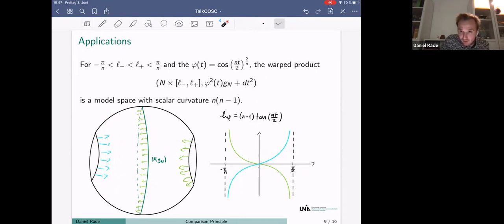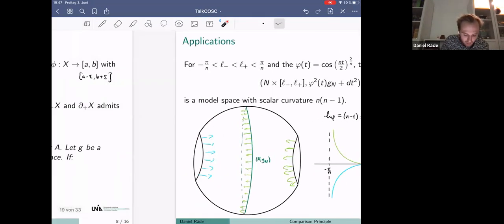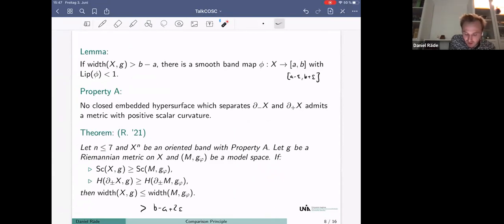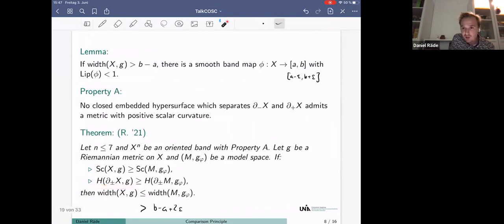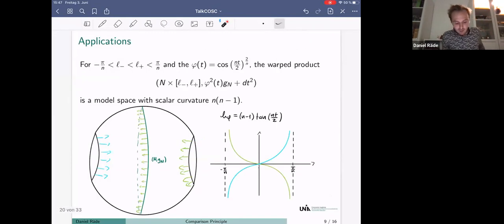Okay. So what we then look at is these two curves. And then to use the theorem, we realize that we can always make this condition happen, right? So if you have a Riemannian band with a lower scalar curvature bound by n times n minus 1, then we can always find model spaces such that this is fulfilled just by going out further, because on both ends, this mean curvature goes to minus infinity. Okay, so we can always undershoot the mean curvature of X by going far out, right? So this is the thing we see.